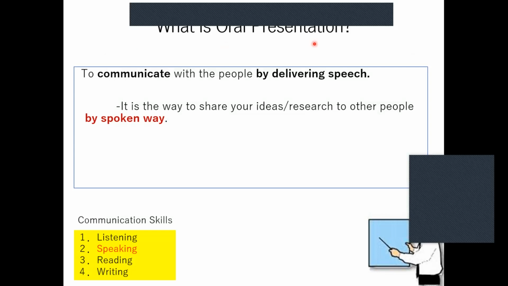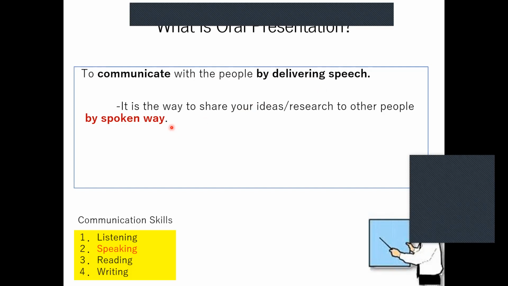So let's see what is oral presentation. In the first lecture, I told you that there are four basic skills for effective communication as an engineer. One is listening. Number two is speaking. Number three is reading, and number four is writing. So to communicate with the people by delivering speech or by speaking, it is called the oral presentation. So I repeat it again, to communicate with the people by delivering a speech. Okay, so what you will deliver, what you say. So it is the way to share your ideas or research, your thinking, your thoughts with other people.